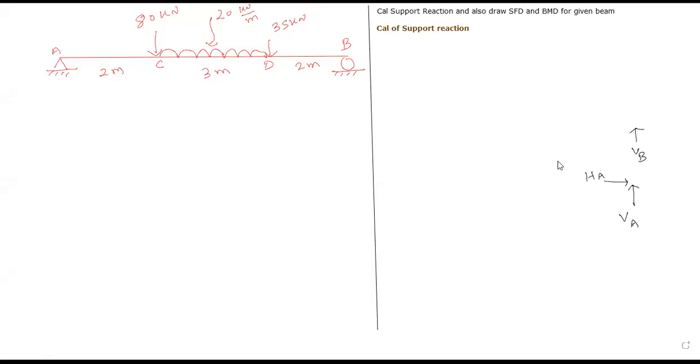First of all, understand the data. I have already plotted the diagram. The problem is to calculate the support reactions and also draw the shear force diagram and bending moment diagram for the given beam. So the data is given like this.